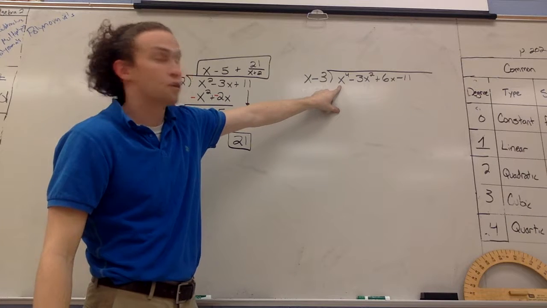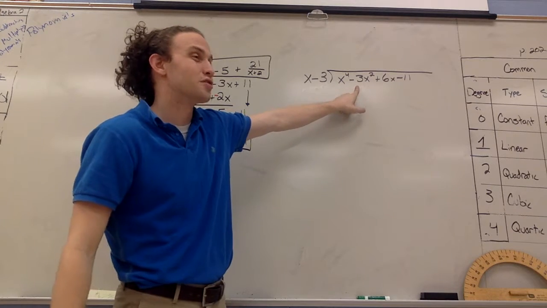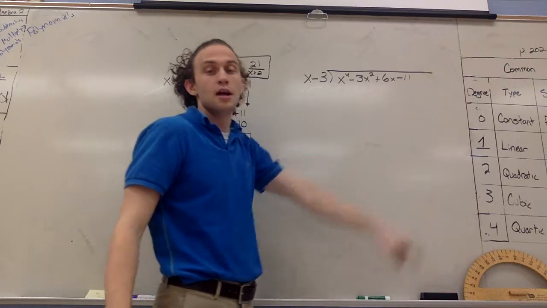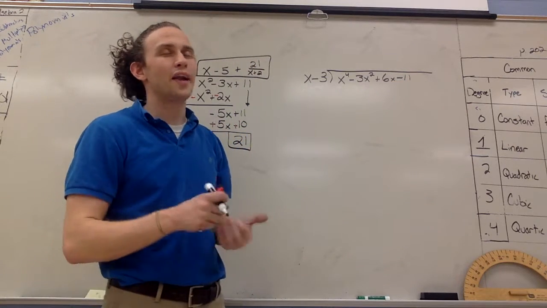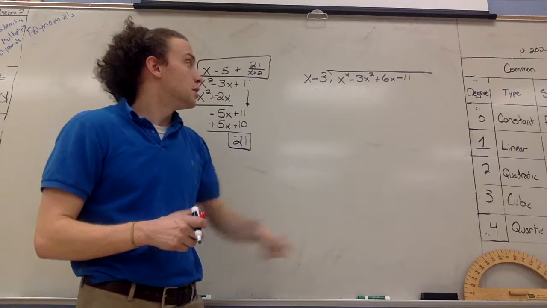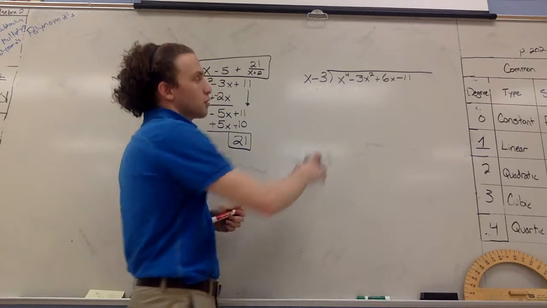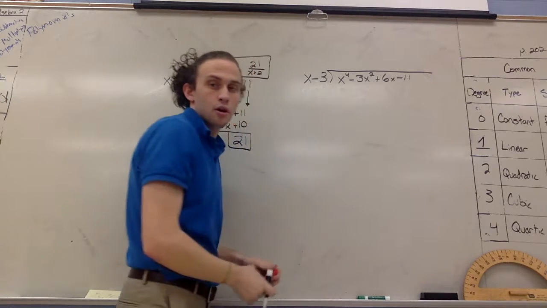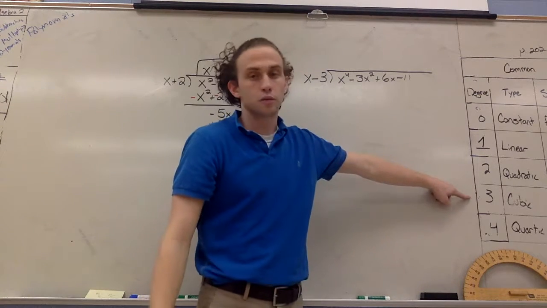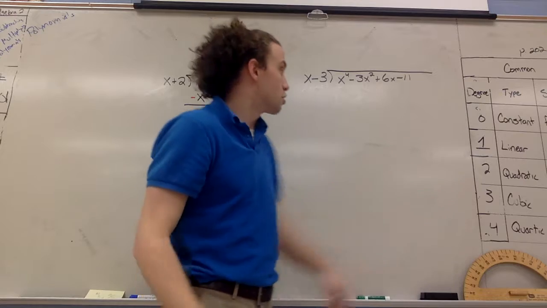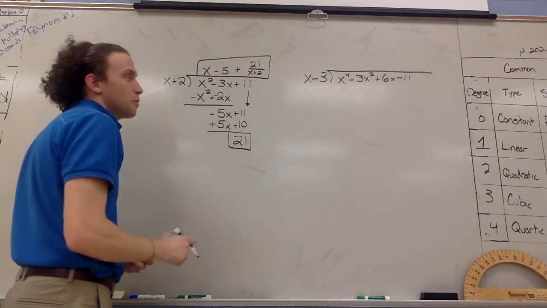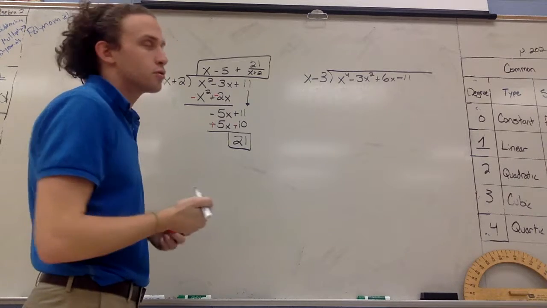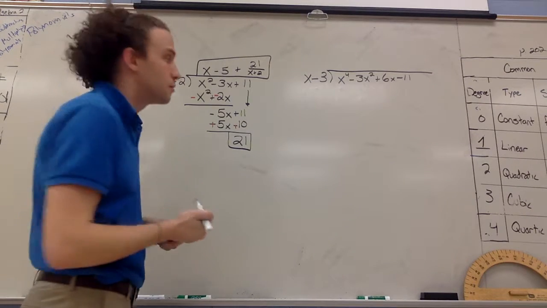And I look at my dividend right here. I have x to the 4th, I have a negative 3x squared, I have a 6x, and I have a negative 11. Okay, this would be fine if we had everything there, but we don't have everything there. In this one, we have a quartic, quadratic, linear, constant. What we're missing is degree 3, we're missing a cubic. So we need to add that cubic in there by placing a 0 as a placeholder, just so we can do these computations relatively easily.